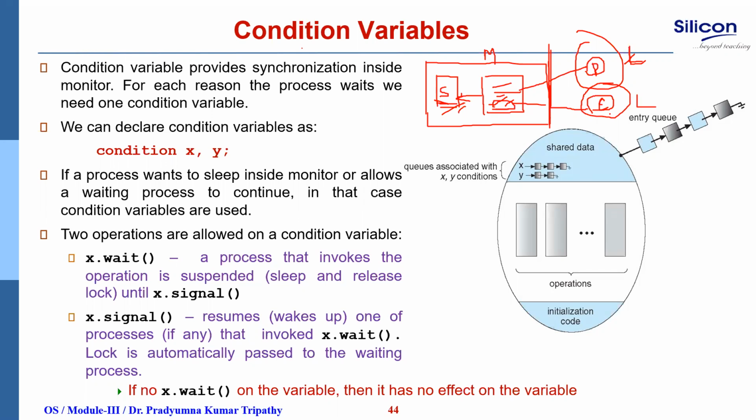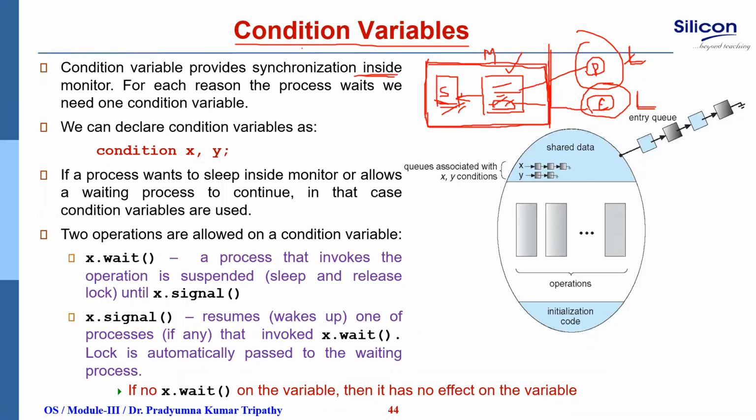So there are some situations where what we are doing externally, controlling by putting a lock, is not enough. We have to have some mechanism inside this monitor. That mechanism is given by condition variables. What are these condition variables? The condition variables will have some predefined methods. I may have a number of condition variables. So a condition variable provides synchronization inside the monitor.